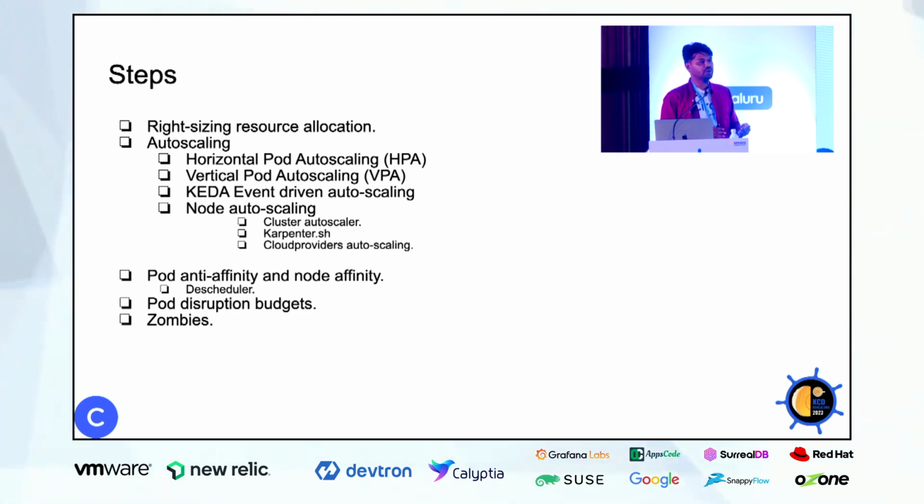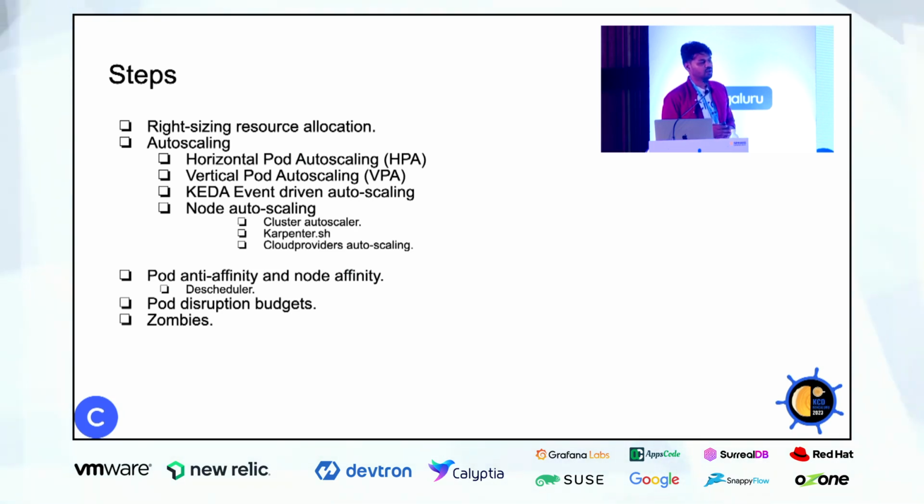And with Karpenter, you don't have to really worry because it's a Kubernetes CRD. If you are using something like Cluster Autoscaler and you are upgrading your Kubernetes versions, you also need to manually check that your Cluster Autoscaler is compatible with the latest Kubernetes version.